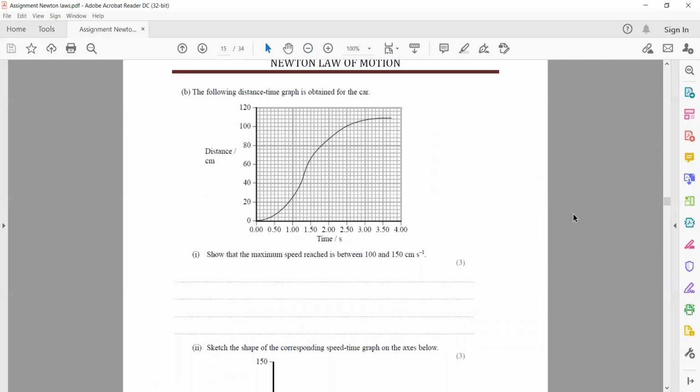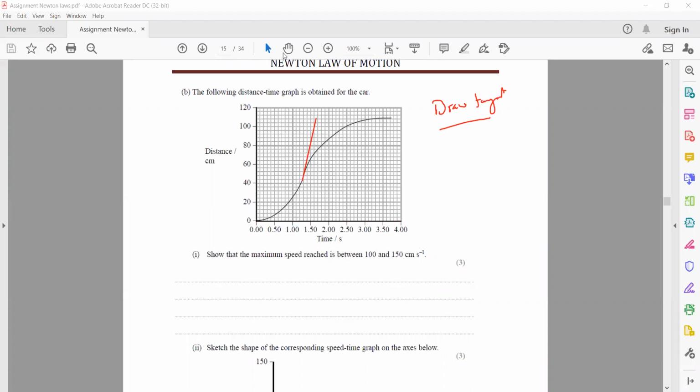The following is a distance time graph. As you can see on the figure, show that the maximum speed is between 100 to 150 centimeter. First, whenever it is a curve, to get the maximum speed, we have to draw a tangent. So here the slope is increasing. At this point, the slope is maximum.